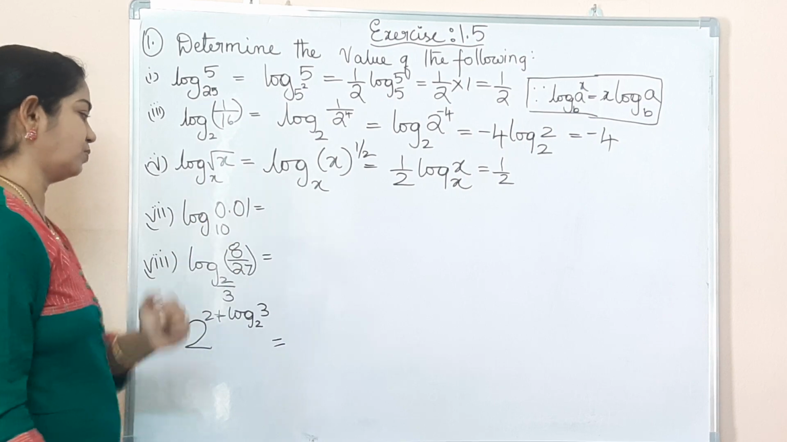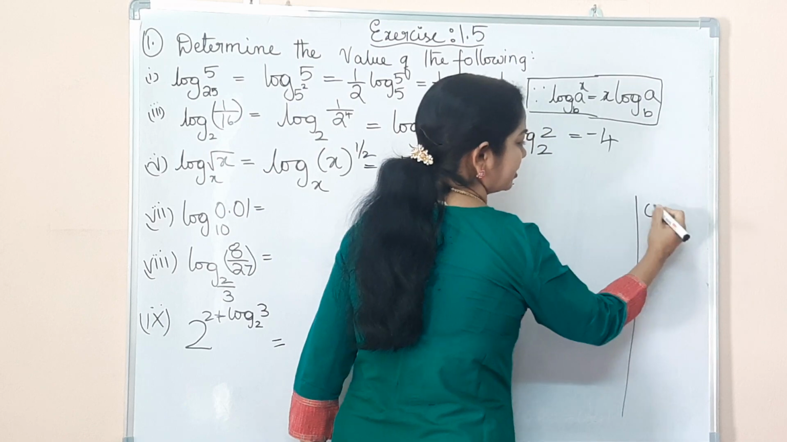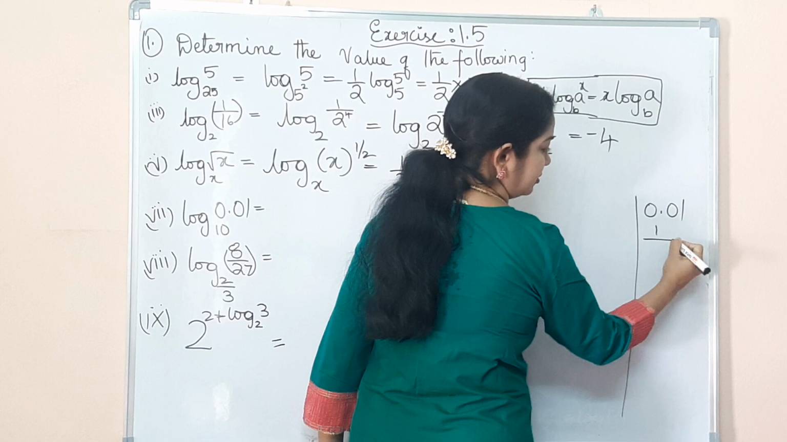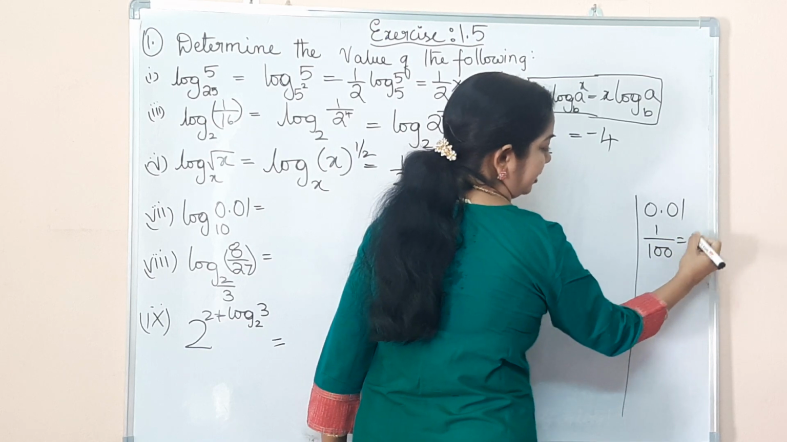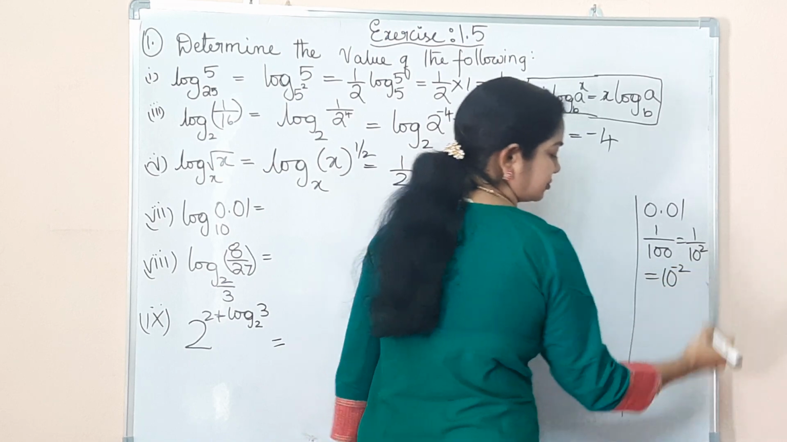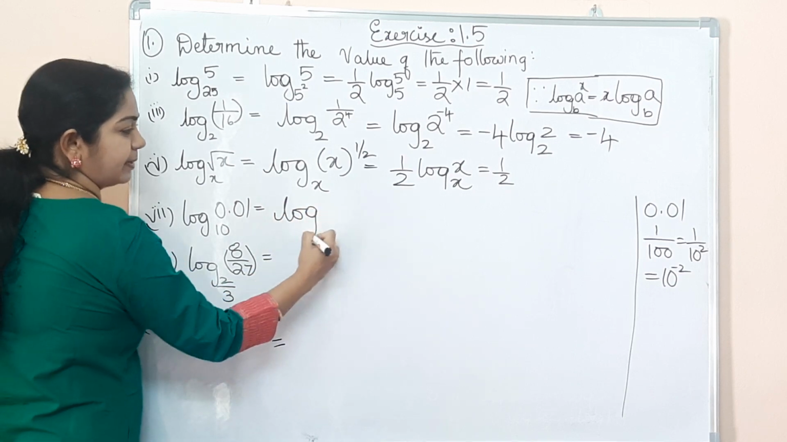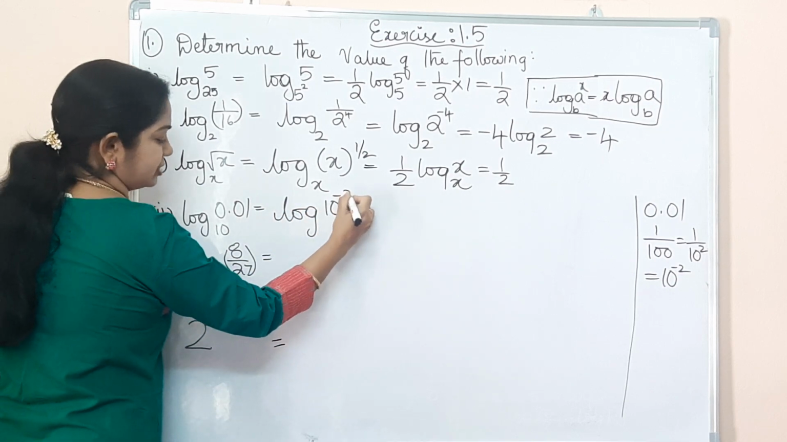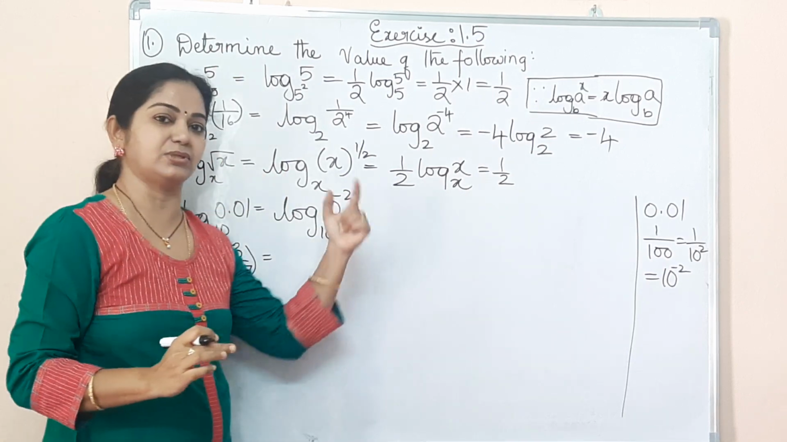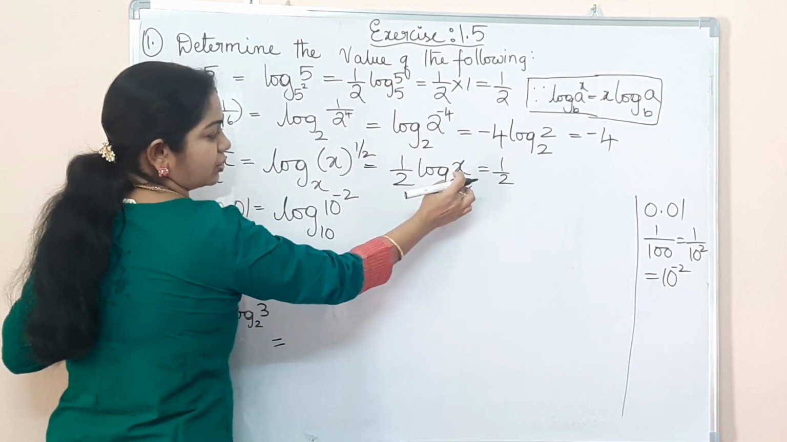Log 0.01. Let me take the rough part here. 0.01, I'll write in the form of a fraction, 1 divided by 100, isn't it? That means 1 by 10 square. If I bring it to the top, 10 to the power of minus 2. That we'll do in the rough part and write it here. So, the decimal I've written as 10 to the power of minus 2 base 10. What am I doing in all these sums? I am bringing it to the same base, like here log 5 base 5, log 2 base 2, log x base x.